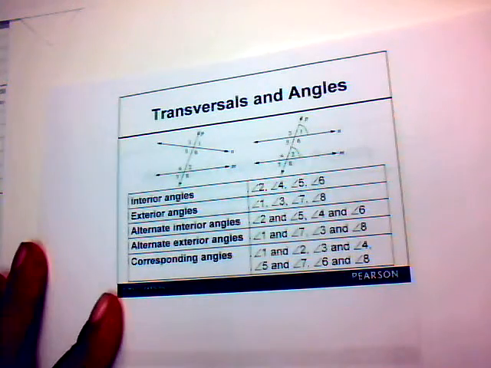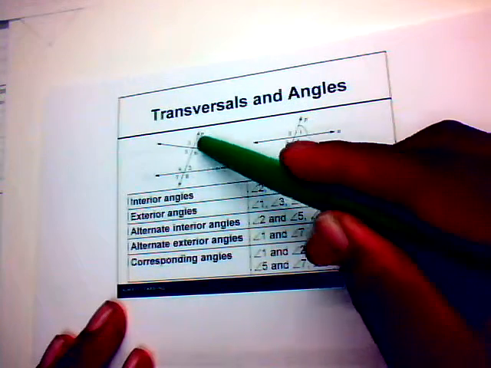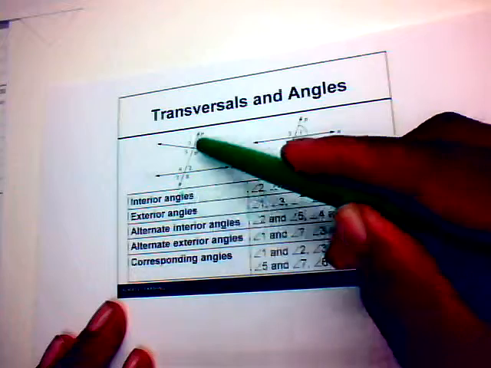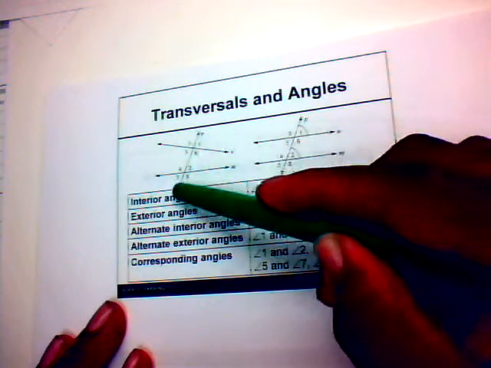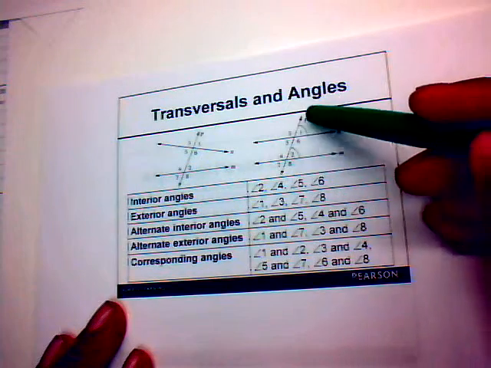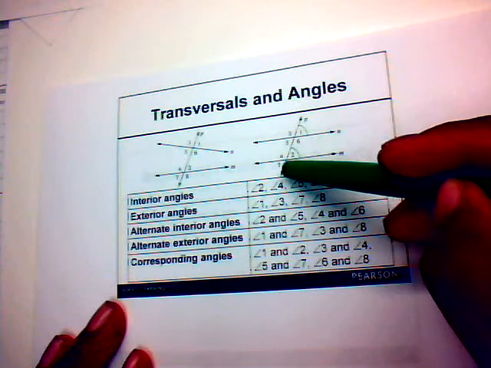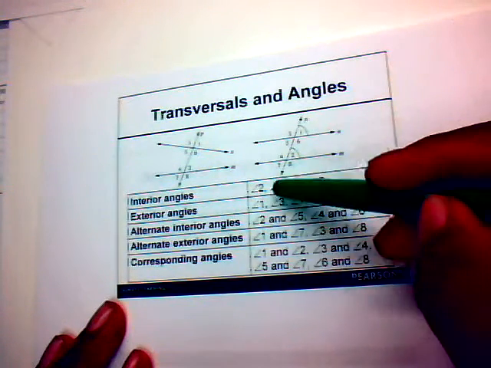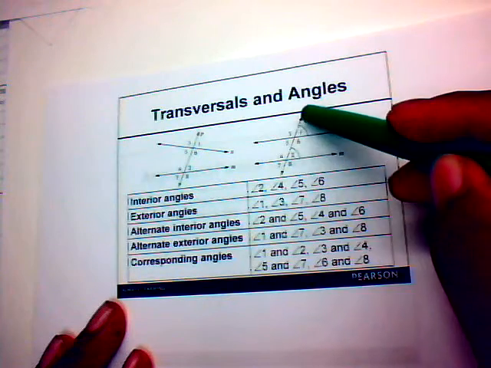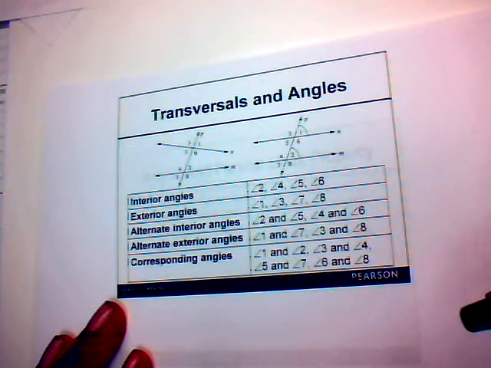Okay, next we'll look at transversals and angles. And I do need to explain what a transversal is. Anytime you have a line passing through another pair of lines, that's considered to be a transversal. So this line here is a transversal. Here's another transversal right here with two parallel lines. Because it's got two parallel lines, or two lines that are cut by a third line, and that third line is called the transversal.